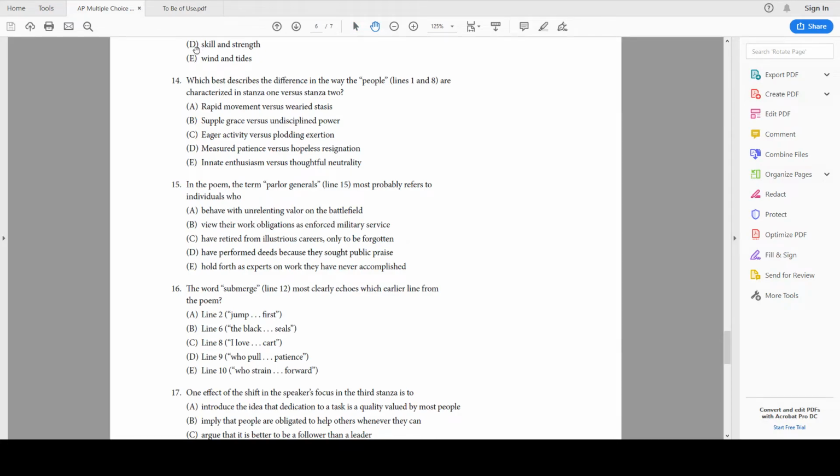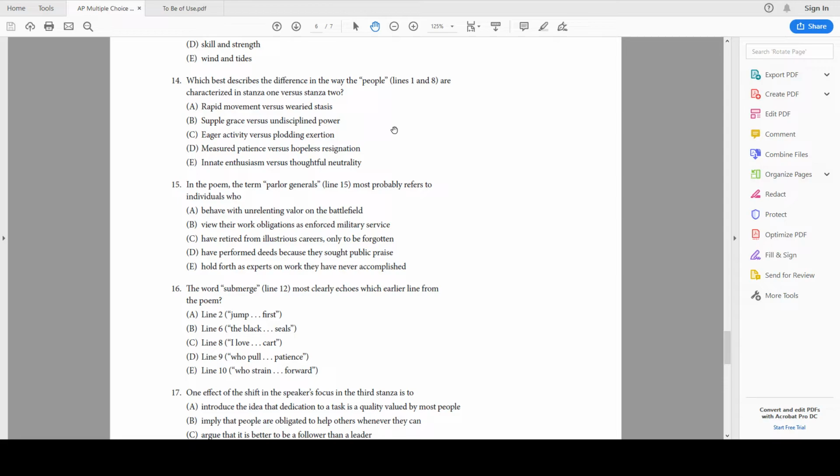So let's look at the answers. Which best describes the difference in the way people are characterized? Rapid movement versus wearied stasis. Okay, so that's another vocab question. To see whether you know if this answer is correct, you have to know what the term stasis means, which means a standstill or a stalemate. So rapid movement sounds correct. Oh my God, look what we ran into. Another half wrong, half right answer. Rapid movement seems descriptive of stanza 1, but wearied stasis doesn't sound like stanza 2. In stanza 2, people are achieving things. It's just hard. So that's wrong.